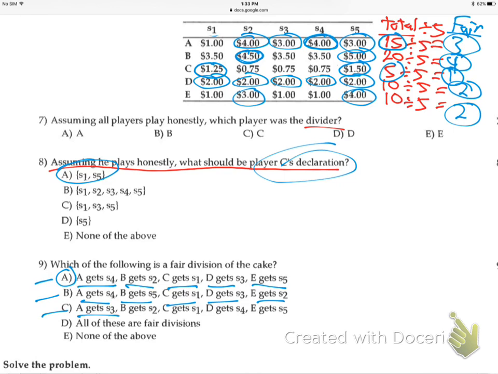A gets S3. Yeah. B gets S2. Yeah, that's circled right here. C gets S1. Yeah, that's circled right here. D gets S4. Yeah, that's circled right here. And E gets S5. Yep, that's circled right there. A, B, and C are all fair. All of these are fair divisions. D. Make sense? Onward we go. Questions?